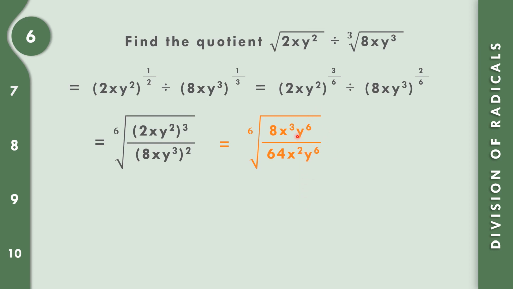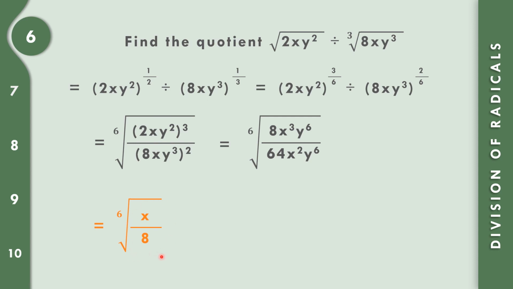And then, ano pa ba yung pwede natin cancel? X cubed divided by x squared. X na lang yung matitira dito. And then, 8 over 64, the lowest term is 1 over 8. So, ulitin natin. So, that becomes 6 root of 8 over 64, the lowest term is 1 over 8. So, our denominator is 8. And then, x cubed divided by x squared. So, tatlong x dito, divide sa dalawang x. Ang natira sa numerator is isang x na lang. Y to the 6, cancel. So, ito na lang kapag sinimplify natin to, 6 root of x over 8.